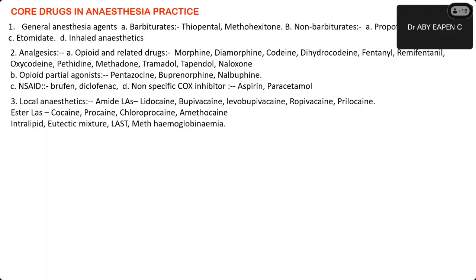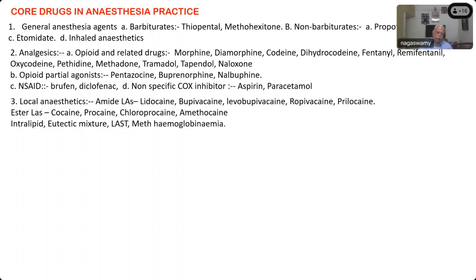The iron content. Normally, in which form should iron be to carry oxygen? It should be in ferrous form, Fe2+. But in methemoglobinemia, it gets converted to ferric form, Fe3+. So it cannot carry oxygen. It will produce hypoxemia, tissue hypoxia.